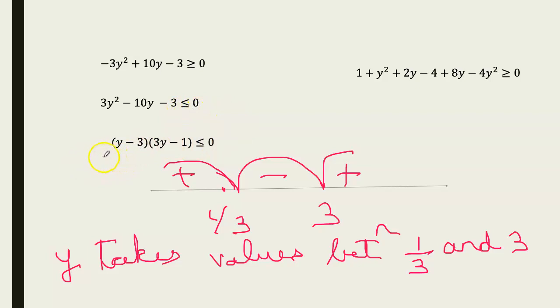So factorizing, I get (y minus 3)(3y minus 1) less than or equal to 0. So again, your roots are 1 by 3 and 3. Divide it into intervals and write alternate plus or minus starting from the rightmost interval. And when is it greater than or equal to 0? Minus infinity to 1 by 3, and 3 to infinity. When is it less than or equal to 0? Between 1 by 3 and 3. So you say that y takes values between 1 by 3 and 3. This is an important question asked a couple of times in the sample paper and the ISC exam.